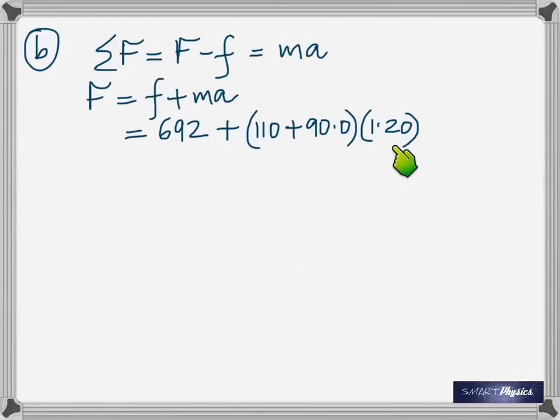But both of them are moving at the same acceleration, of course. They are connected, they're moving together. Okay. That's why the masses have been added, and that gives you 932 newtons.